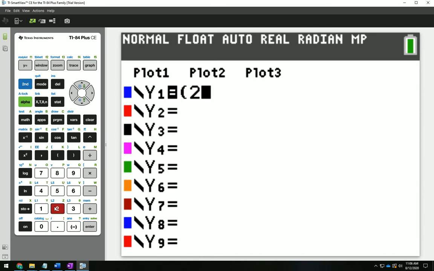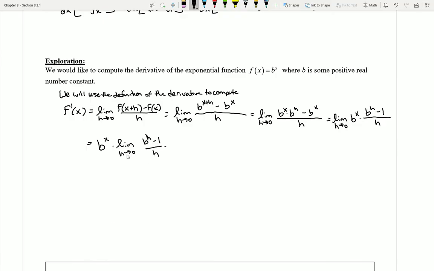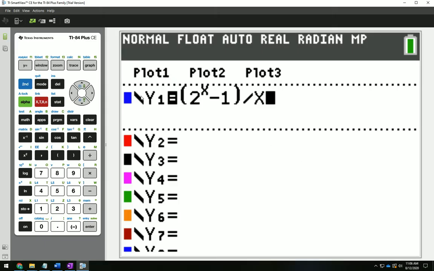Why don't I start with something like the value of 2? If I had something like this, notice this looks like b to the h minus 1 over h. It's just that I have to replace h with the variable x on the calculator, and I now have a value of 2 in place of b. And I'm curious, what would happen if I kept trying to compute this limit as I moved h, that is the power and the denominator, closer and closer to 0? Well, on the calculator, it's possible to do this by using a table.